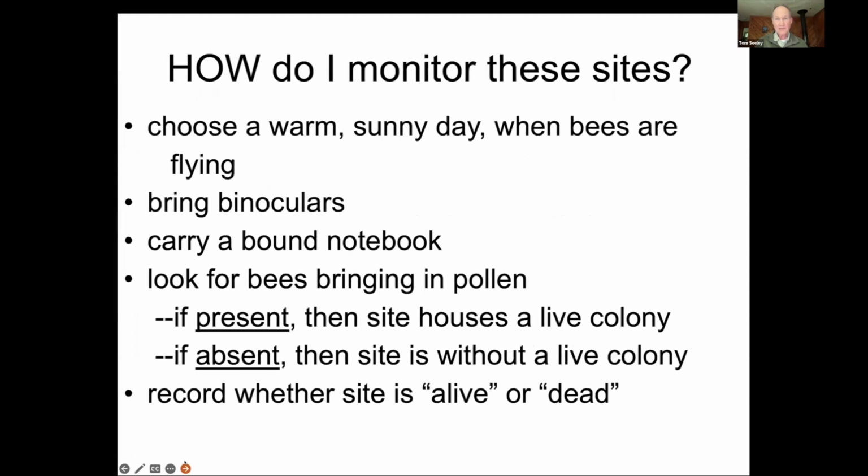How do I monitor the sites? Well, it's not rocket science. It's pretty simple. I choose a warm, sunny day, as Filipe has mentioned, and others, when the bees are flying. I bring my binoculars. I carry a bound notebook, and I do as others have mentioned, I look for bees bringing in pollen. If they are present, then I know that that site houses a live colony. If they're absent or no bees are flying, of course, then the site is without a live colony. And so I really just discriminate whether a site is alive or dead.